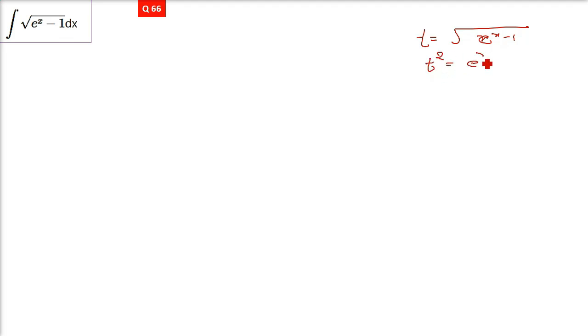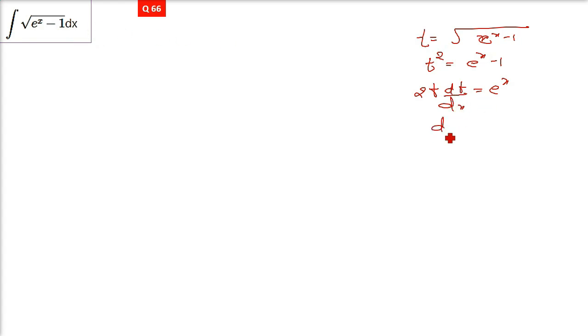So this t is under root e raise x minus 1, t square will be e raise x minus 1. And since we have to put this e raise x also, it will be t square plus 1. So let's differentiate now. 2t dt by dx will be e raise x. Now e raise x minus 1 whole is t. So what about dx? Because you have to put dx also.